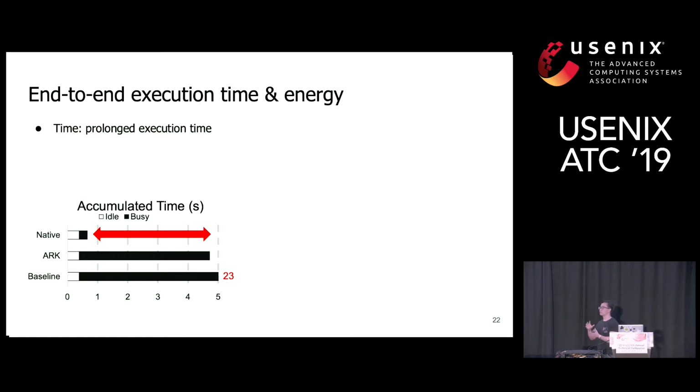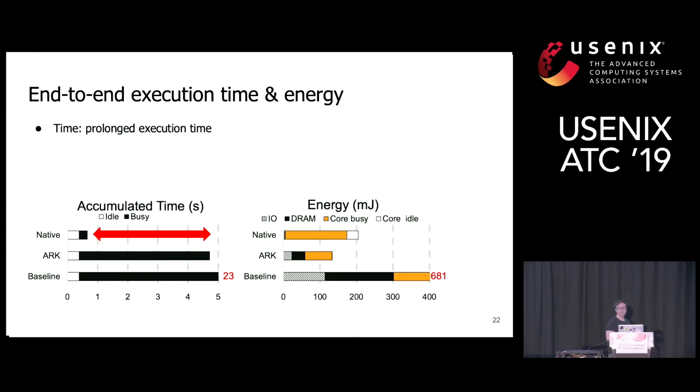This is because the DBT has its own overhead, and the peripheral core runs much slower than the CPU. Let's look at the energy. In fact, Arc indeed saves energy, resulting in a 34% energy saving. Where does this energy saving come from, you may wonder?